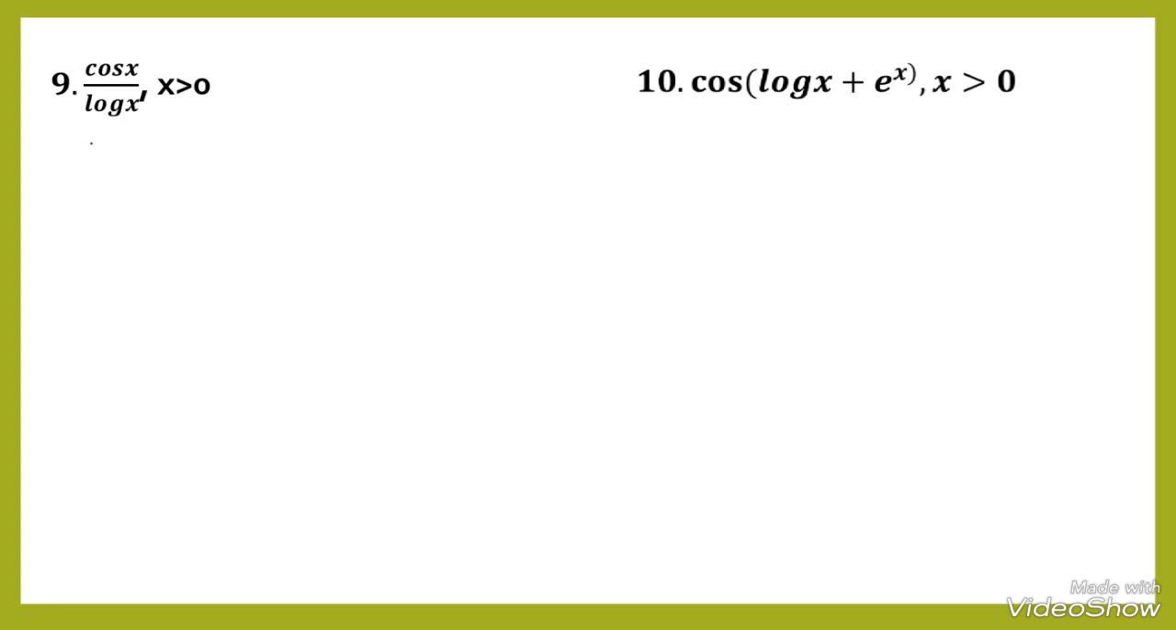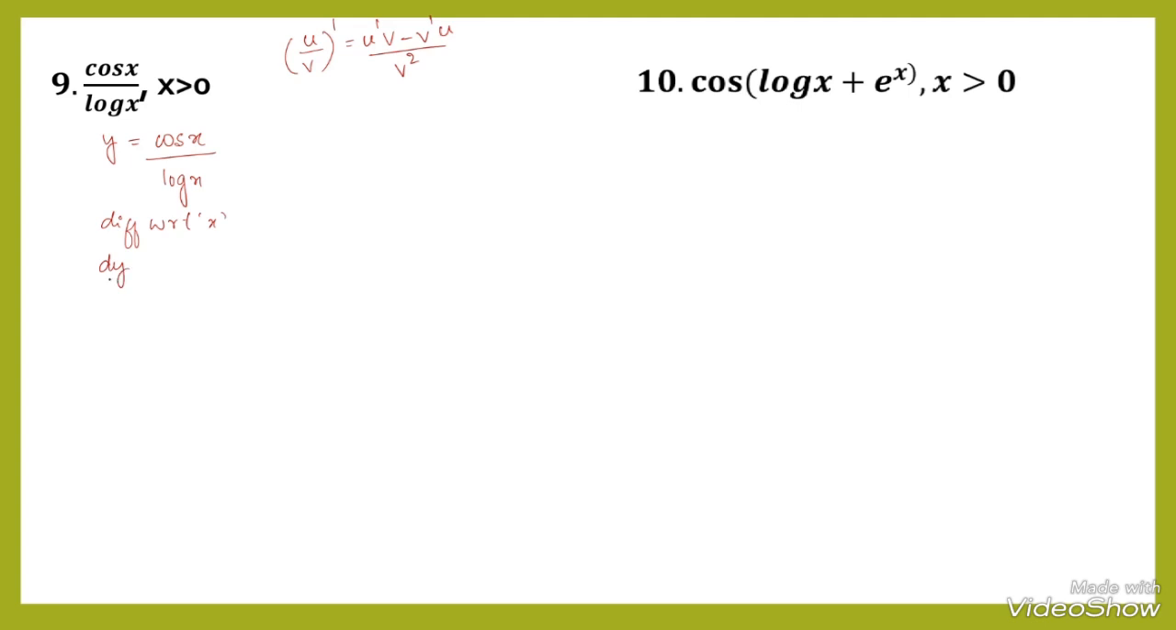That is question number 9. Now I can consider y equals cos x divided by log x. Again, we have to use the quotient rule, that is the u by v formula: u by v whole dash is equal to u dash into v minus v dash into u, divided by v square. Now I can apply it, differentiating with respect to x only.